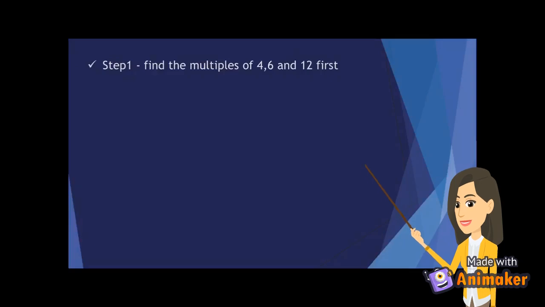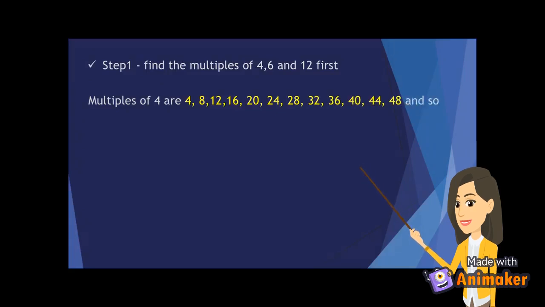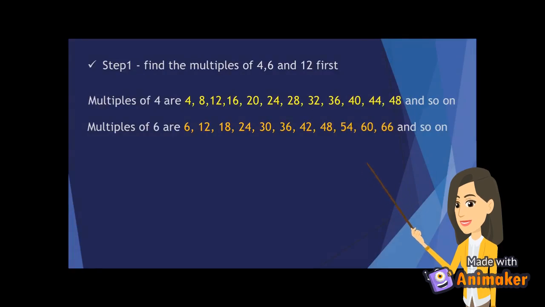Step 1. Finding the multiples of 4, 6 and 12 would be like this. Multiples of 4, and we write it down: 4, 8, 12, 16, 20, 24, 48, and so on. Multiples of 6 would be like this. Right? And then comes multiples of 12: 12, 24, 36, 48, 60, 72 and so on.